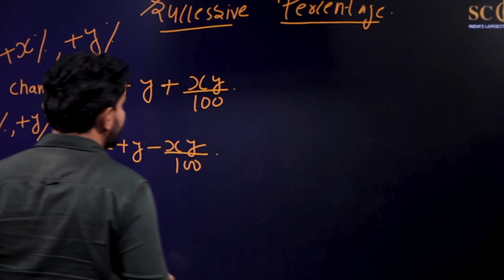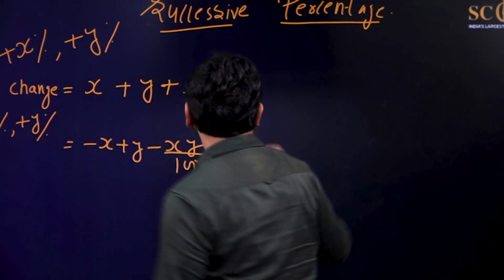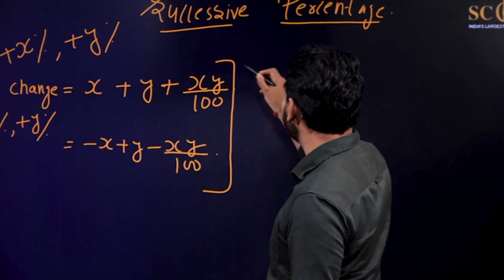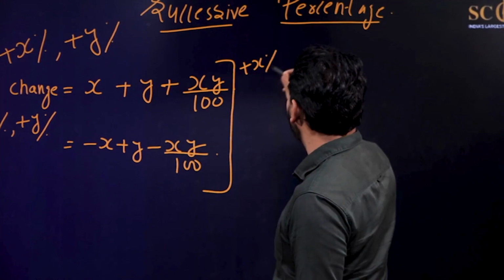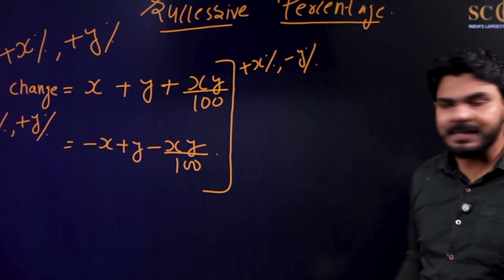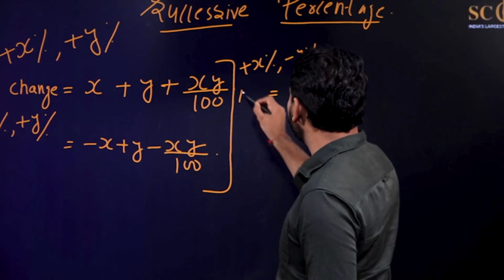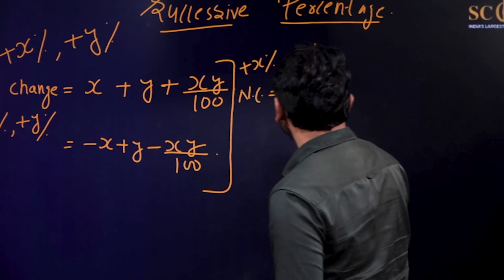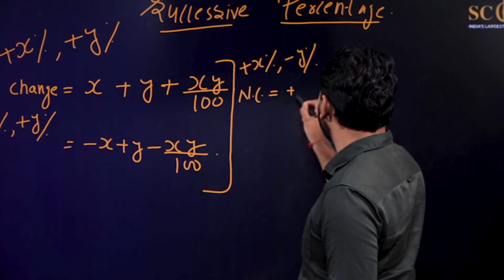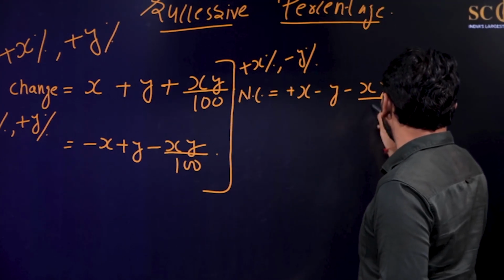Okay, this was the second case. Now let us see the third case. Let us assume that the value of the scooter is increased by X% in the first year, and it is decreased by Y% in the second year. In this case, what is the net change? Let me write net change. Net change is equal to X minus Y minus XY by 100.